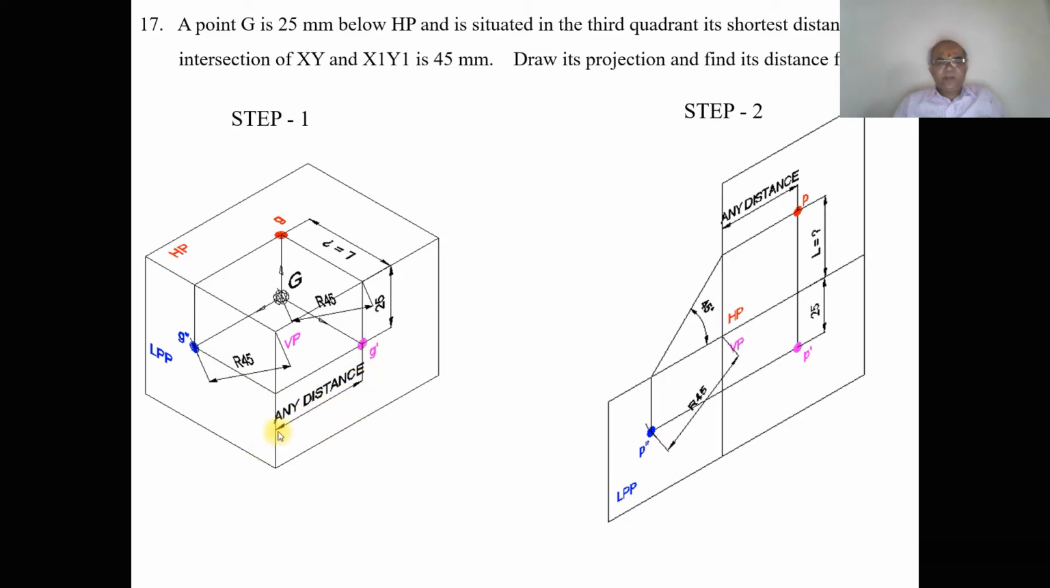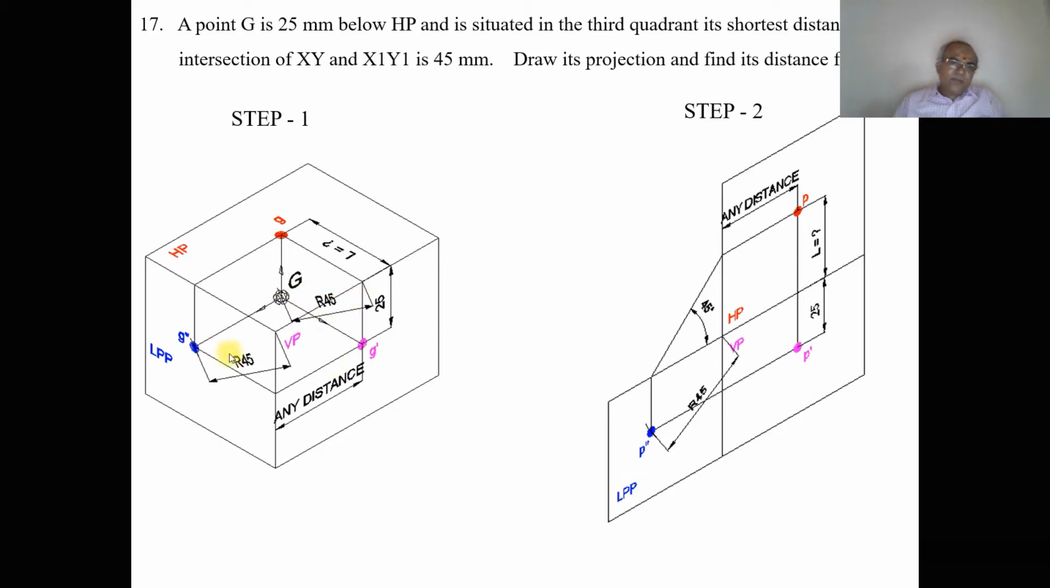So we can take whatever distance we want. But we can see the shortest distance from the intersection of the xy and x1y1 line. So this is the xy line and this is the x1y1 line. The shortest distance is this distance, which is 45 mm. So from the intersection of xy, this is the 45 mm. When you look from the left side view, we can see the distance from here to here, which is the 45 mm.